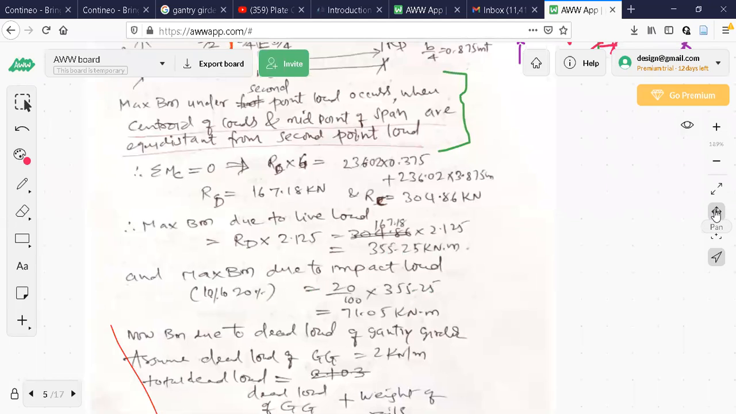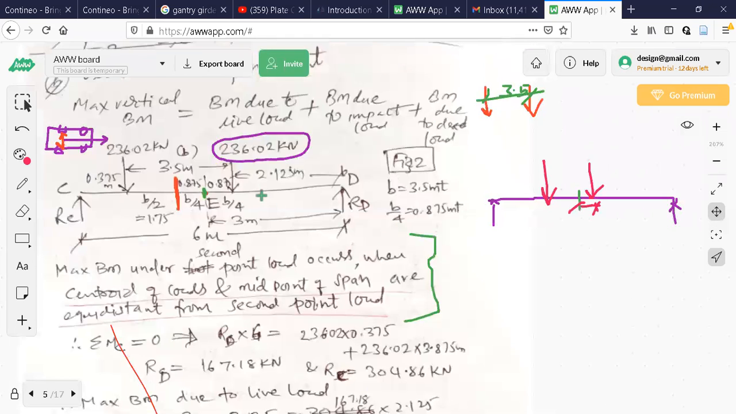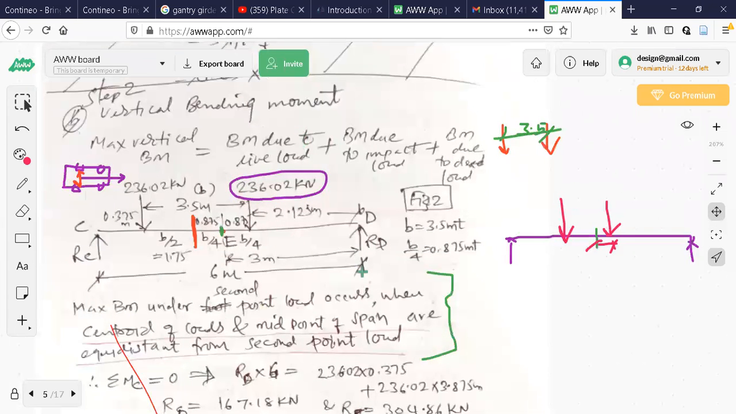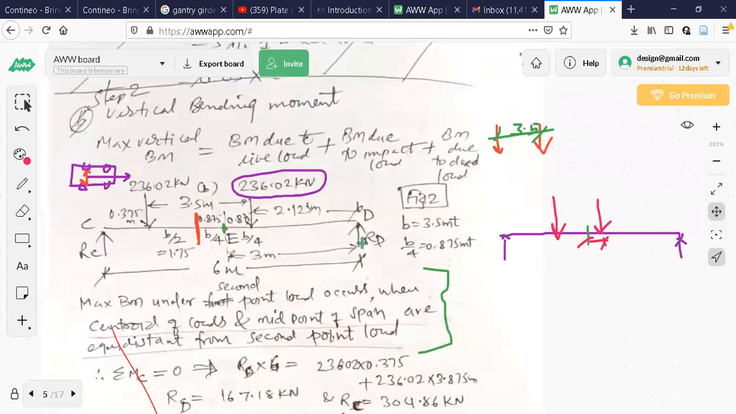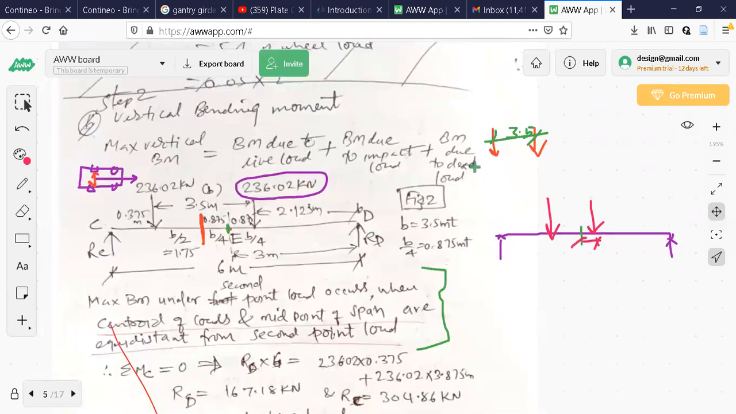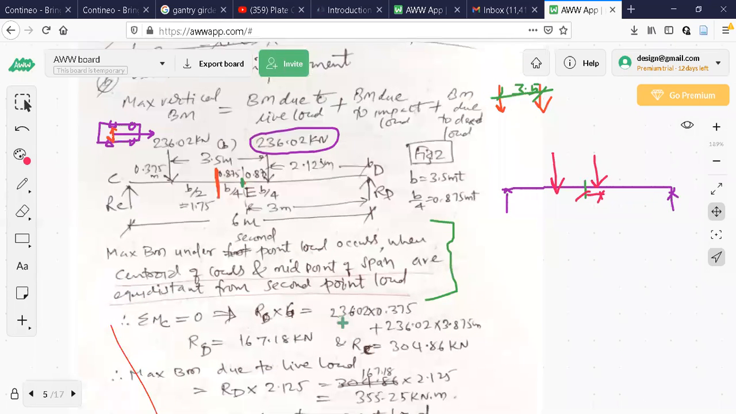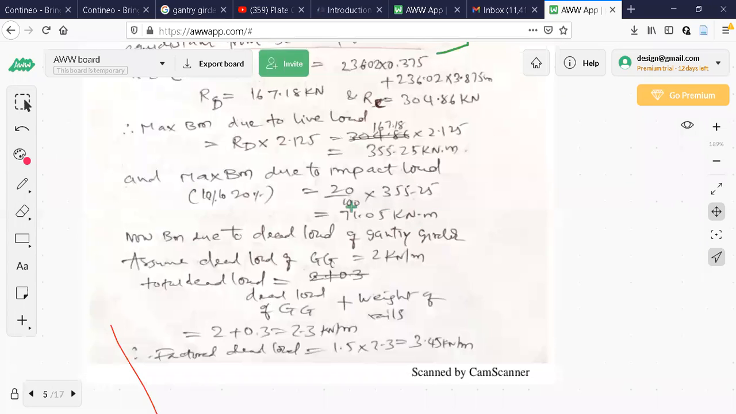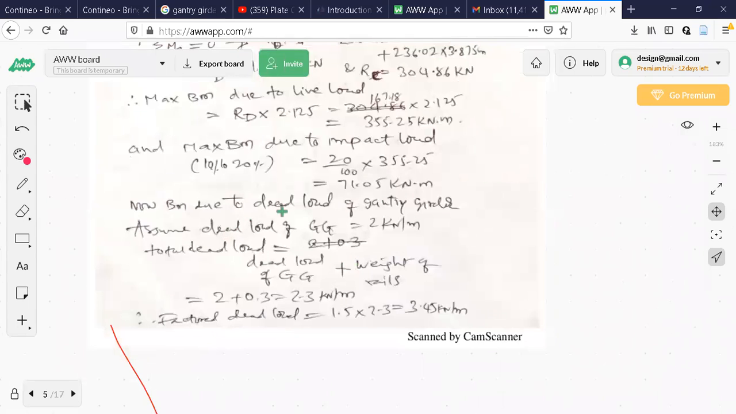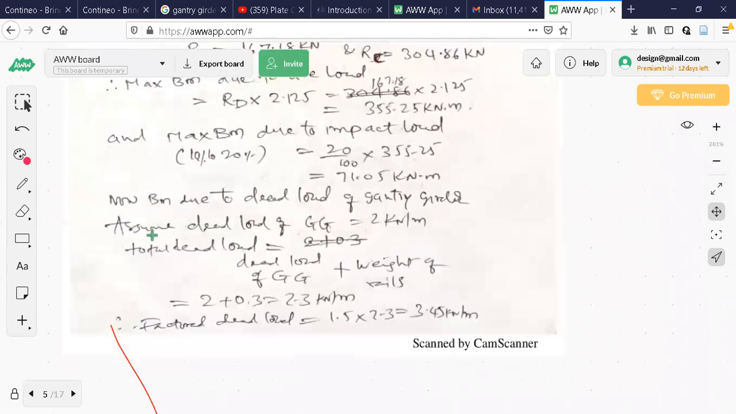What it means, observe here. Bending moment due to the loads is calculated. Bending moment due to impact load is calculated separately. Bending moment due to dead load has to be calculated separately. Live load is done already. Now, bending moment due to impact load is 20% of 355.25. Now, bending moment due to dead load of gantry girder.